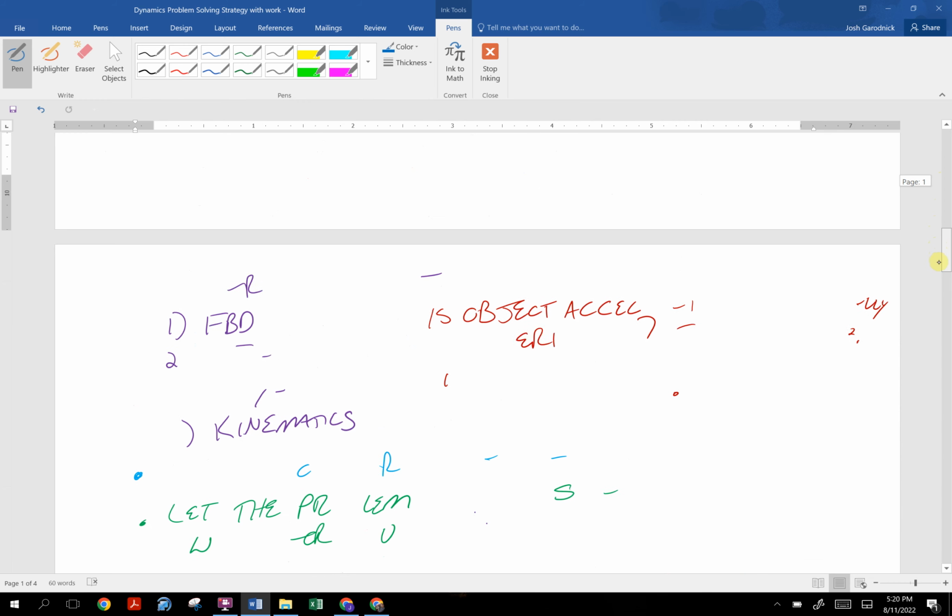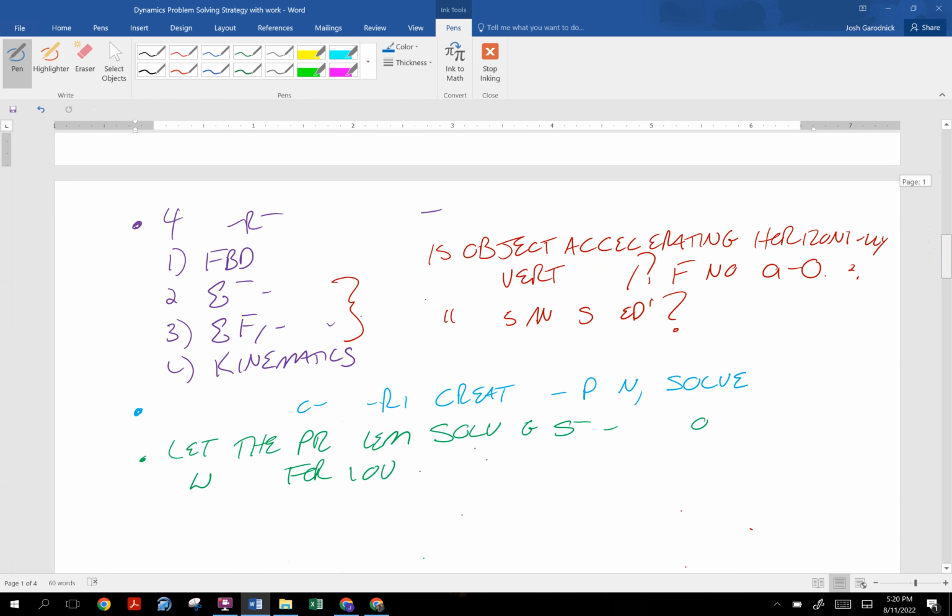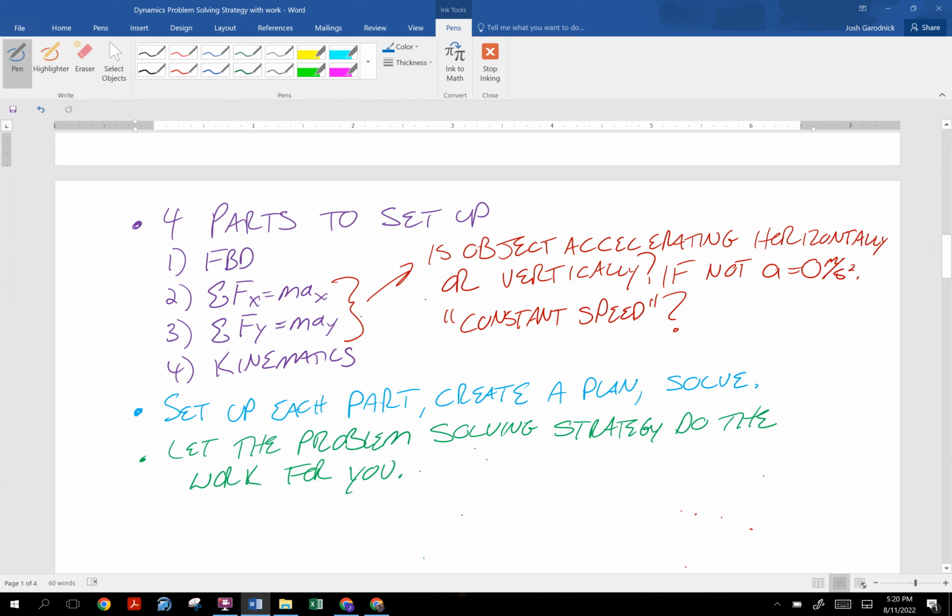Let's do a little review here. When it comes to dynamics problems, there are technically 4 parts to your setup. You always have the FBD, most important thing. Then you do the sum of the forces in the X, sum of the forces in the Y, and your kinematics. Do you always do those other 3 things? Maybe not. Maybe there's no kinematics because maybe it's not accelerating. Maybe it's going at a constant speed, so the acceleration will be 0, as written in red here.